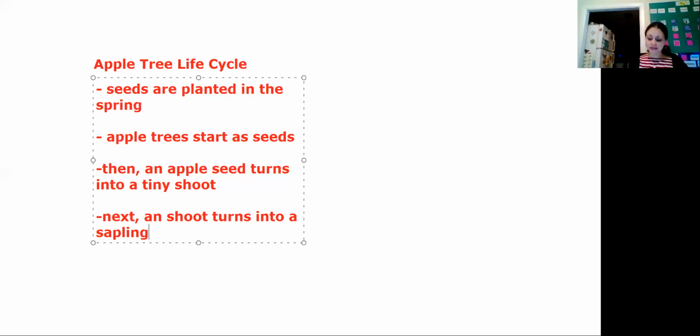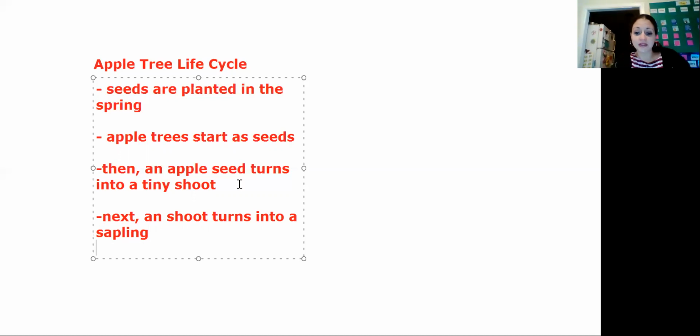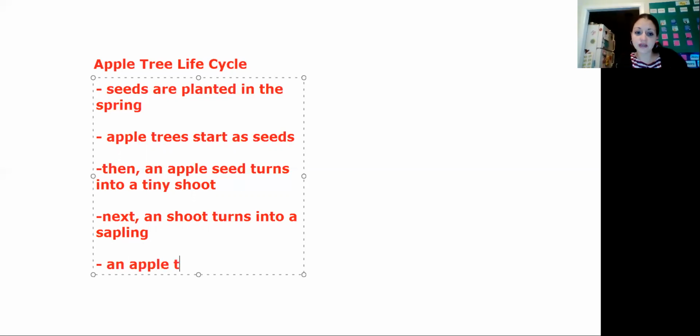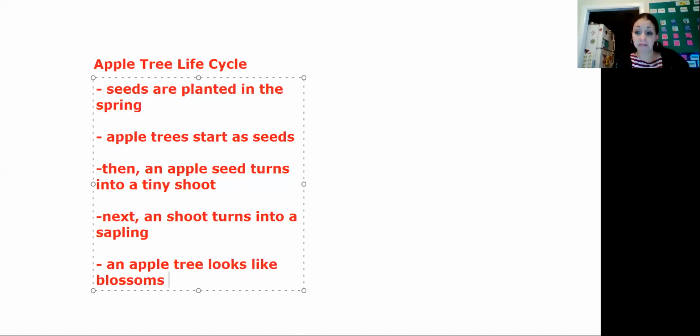All right, let's see. Let me flip through some more. Oh, look at that. Remember what we said about this? It doesn't look like an apple tree here, but you know what? It looks really pretty, and it is an apple tree. So this is actually an apple tree, and it is blossoming. So I'm gonna write an apple tree looks like blossoms. That's a good fact.